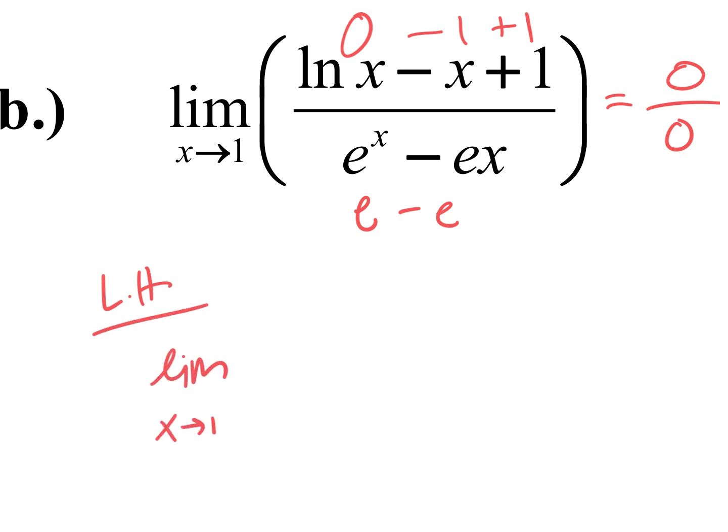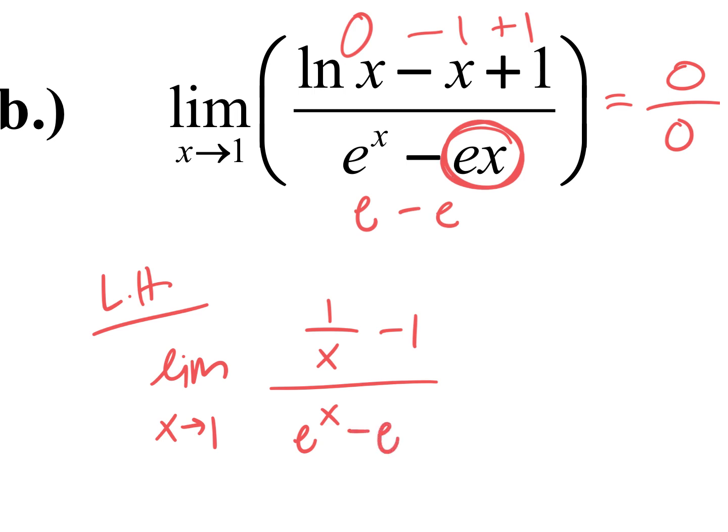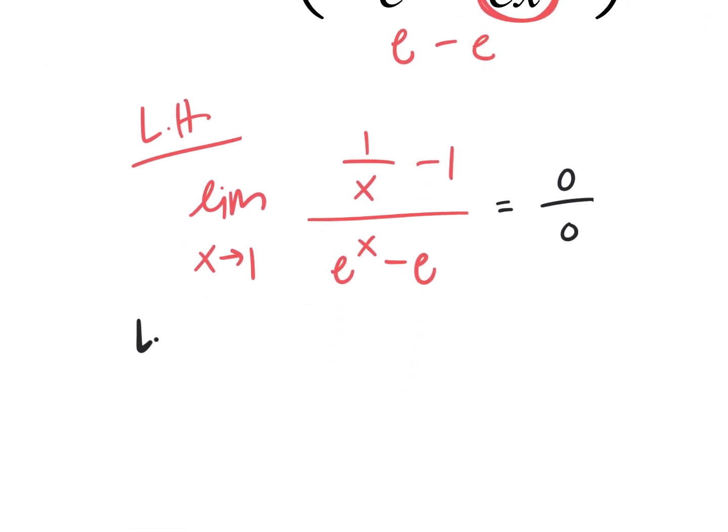So the limit as x approaches 1. Derivative of natural log of x is 1 over x. Derivative of x is 1, so minus 1. And then in the denominator, derivative of e to the x is e to the x. And then don't get tricked. What's the derivative of e times x? Just e. So minus e. Now I plug in 1 again. 1 over 1 minus 1 gives me 0 over 0 again. I take the derivative again. L'Hopital's rule.